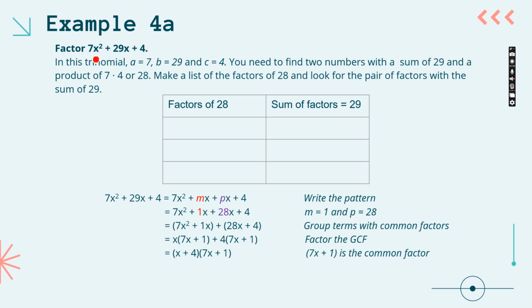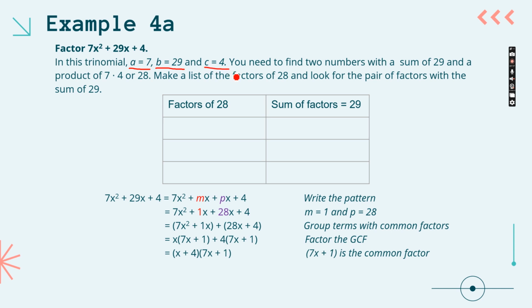So for example, if we have a trinomial 7x squared plus 29x plus 4, we first want to identify the coefficients of each of the terms in our trinomial. Our a term is going to be 7, our b term is going to be 29, and our c term is going to be 4.